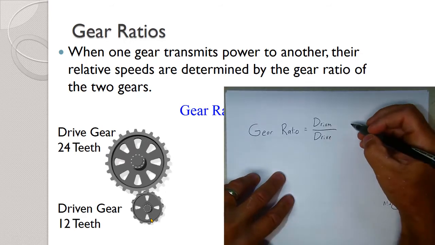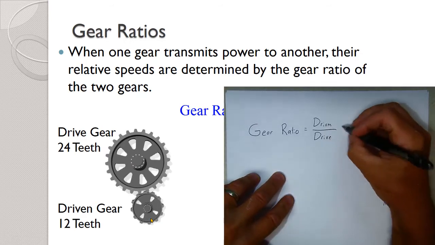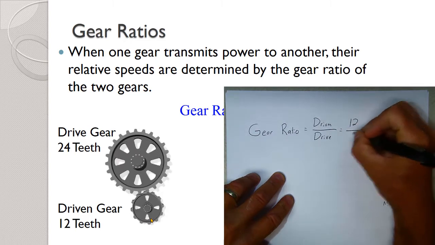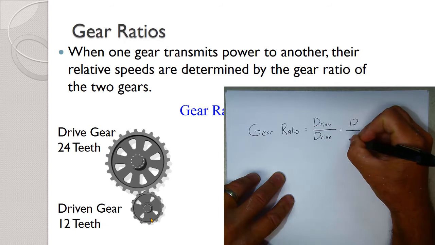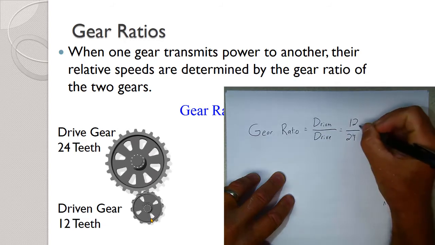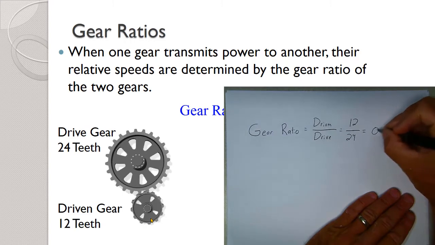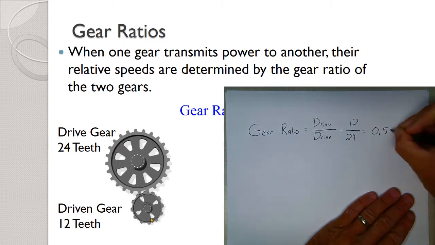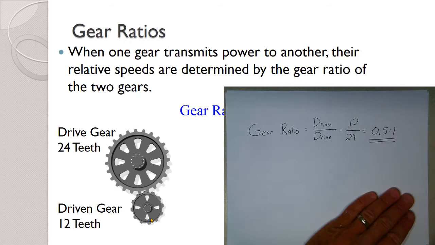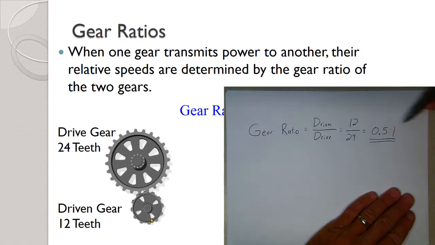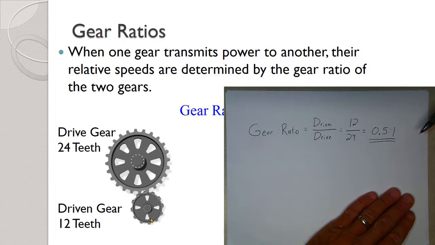So if we compute the gear ratio of driven over drive in this case, the driven gear has 12 teeth, the drive gear has 24. And so when we compute that, we end up with 12 over 24. That's 1/2 or 0.5 to 1. So we can have gear ratios less than 1 as well. And that means it takes only half of an input turn to get our one complete output turn.